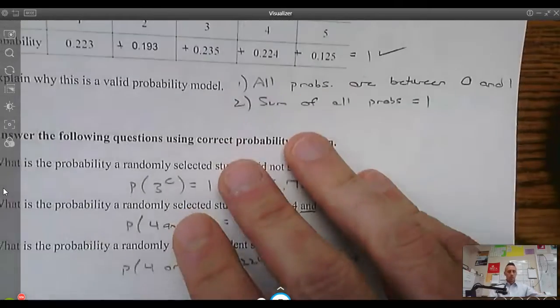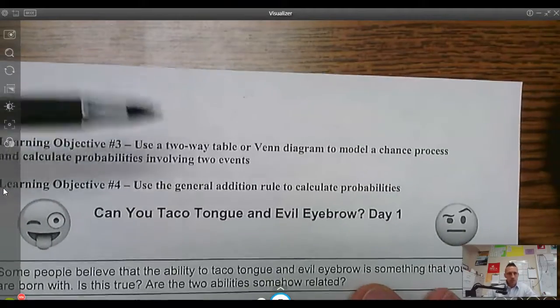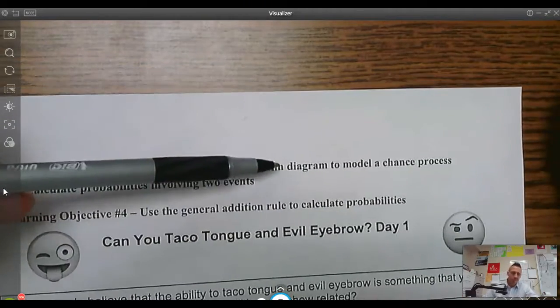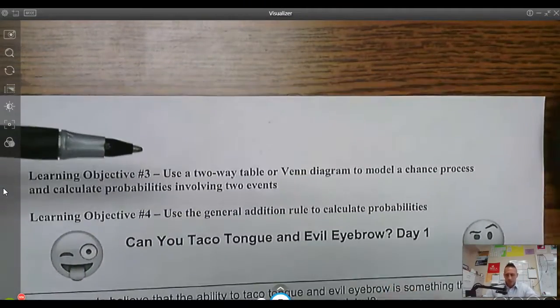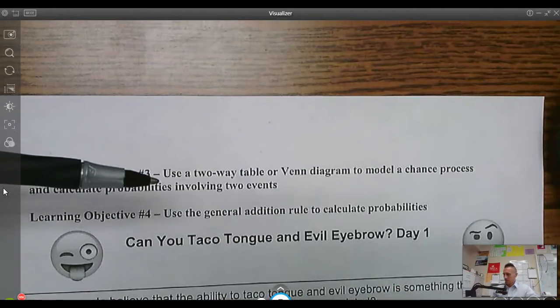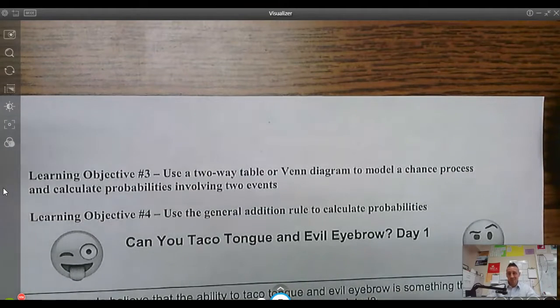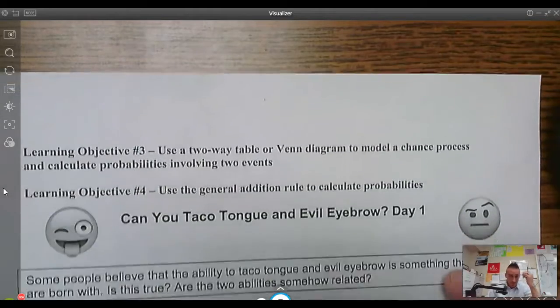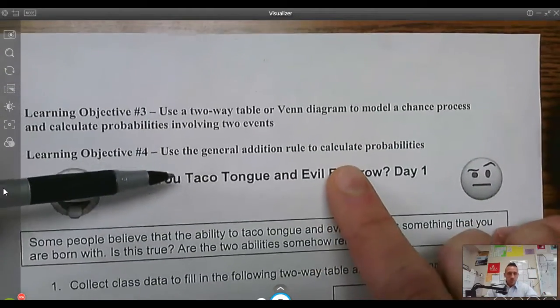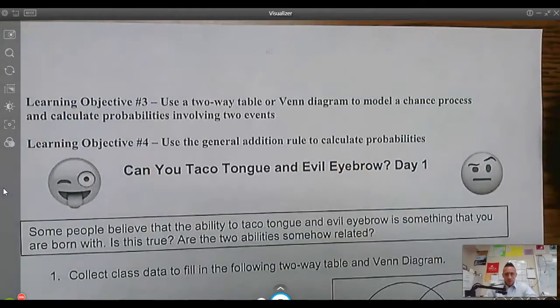This is going to get into some new information. So our goal here is to use a two-way table or a Venn diagram. As we get further into the lesson, you're going to hear me say Venn diagrams, not really a fan of. I'm going to try to avoid those like the plague. I don't think they're as informative as the two-way tables. And use this general addition rule, which we're going to kind of investigate.